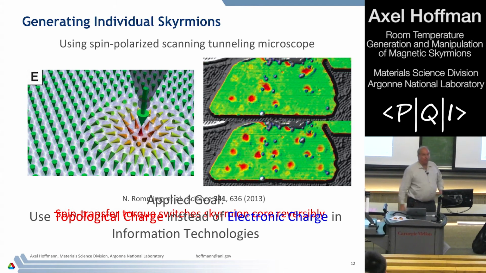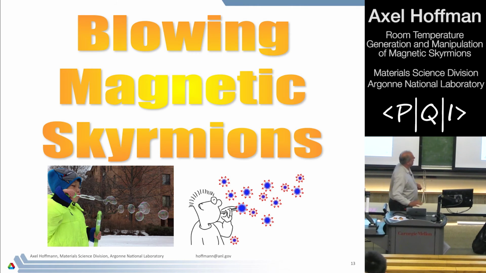Now, one problem is here it's not so clear whether the skyrmions that are generated are actually mobile, whether they can be moved. These experiments were done with spin-polarized scanning tunneling microscopes, which maybe a handful of groups in the world really know how to use very well. It was at low temperatures, at high magnetic fields, so it wasn't necessarily very practical. So we asked ourselves, is there a different way? And so we came up with this idea of blowing magnetic skyrmions, very much like blowing soap bubbles.